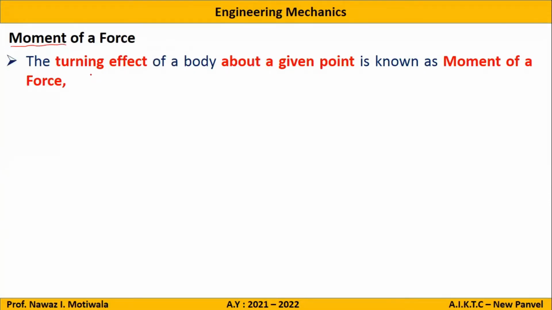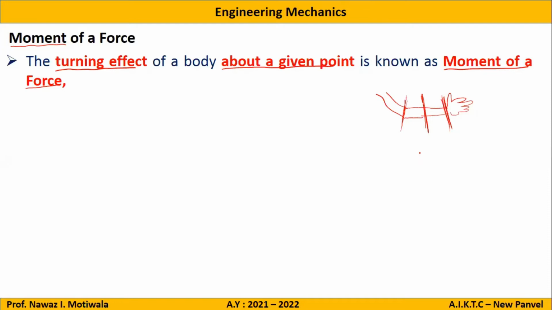The turning effect of a body about a given point is known as moment of force in simple terms. Okay, so let us say this is your hand, and let us say this is your elbow part. So about this elbow part, can you not move your hand? Can you not rotate your hand? Is it? Yes, sir. Okay. Can you rotate your wrist from this point, from here? Yes, sir. Can you rotate your hand from this part? No, sir. Okay, so that is the thing.